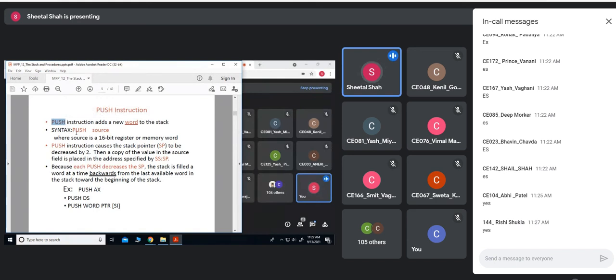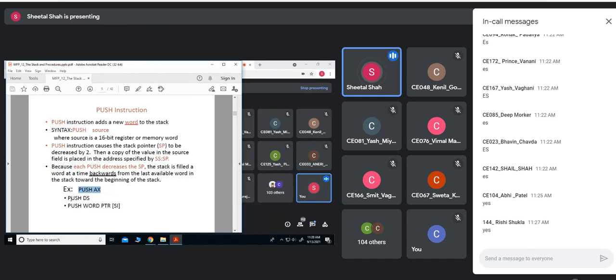So push, the syntax is something like this: push the source. Now the source can be either a 16-bit register or a memory, but of type word. You cannot push an 8-bit register value. I cannot use push AL or push BL or something like that. So the source should be a 16-bit register or a memory word. For example, push AX, so that means the AX register's value would be placed onto the stack.